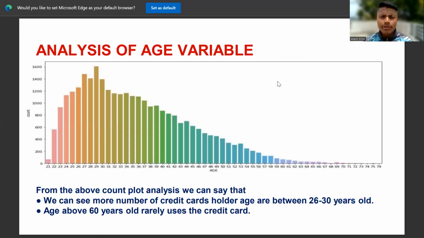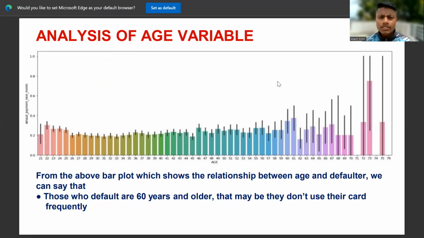Analysis of the age variable. From the above count plot, we can see that more credit card holders are between 26 and 30 years old. Those above 60 years old rarely use the credit card. Analysis of the age variable. From the above bar plot, which shows the relationship between age and defaulters, we can say that those who default are 60 years and older, maybe because they don't use their credit card frequently.